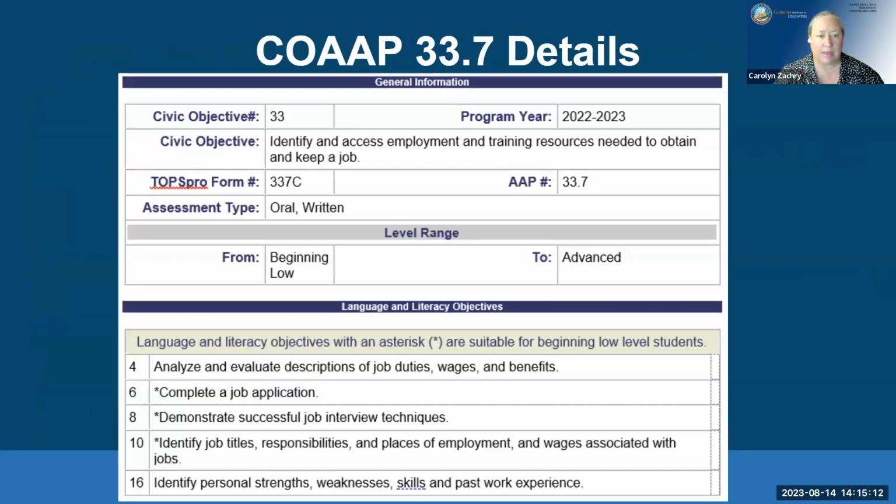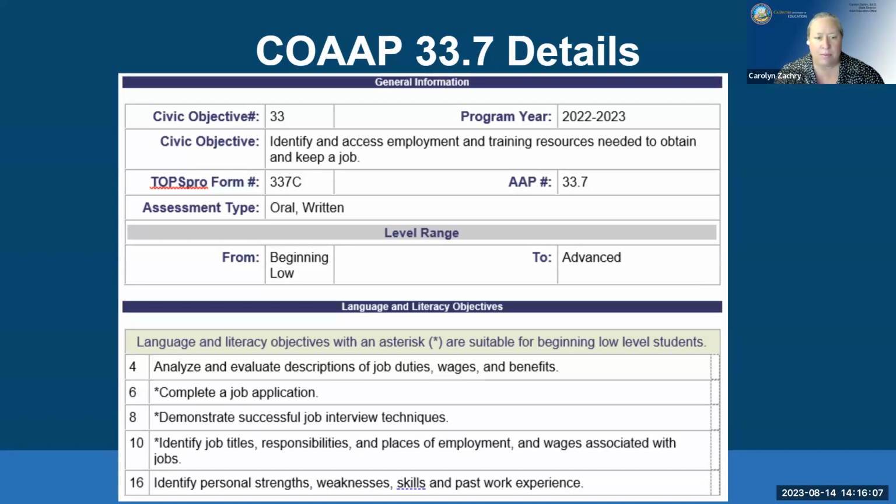Next slide. This is what it looks like on our CASAS system. If you were to go in and look at this COAP, it tells you at the very top what the civic objective number is. So this is 33. It gives you the objective. It tells you the TOPS Pro and other forms that you don't need to know unless you're using CASAS. And then it tells you what kind of assessment this is going to be. It's going to be an oral, right? The job interview, the practice, and then there's a written piece of the application. And then it also tells you the range of students that can use this COAP. So you're talking about your beginning low to your advanced. So it's all of those students in your English learner classes.